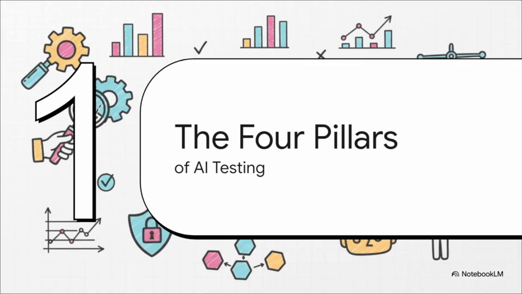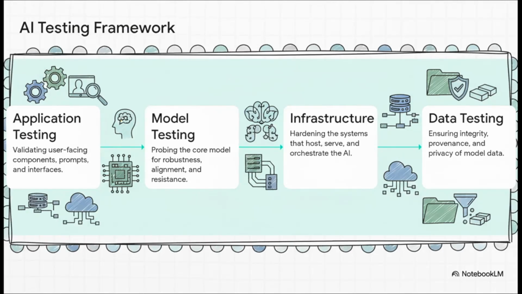Okay, so those are the big goals: security, privacy, and responsibility. But how do you actually test for all that? Well, the guide breaks it down into a really clear structure with four main pillars. This whole framework is built on a concept called defense in depth.